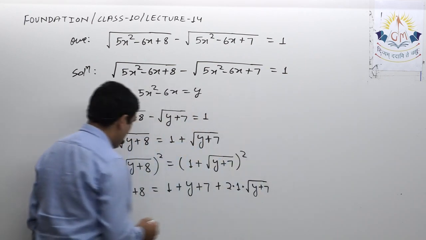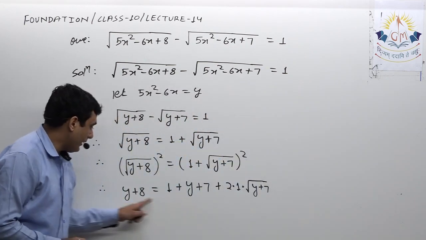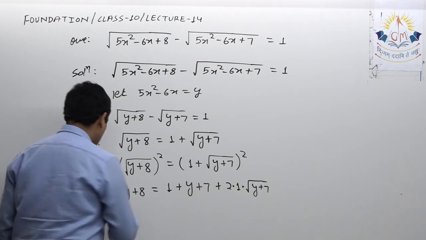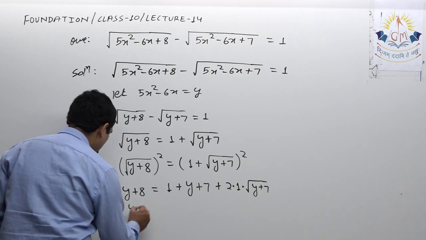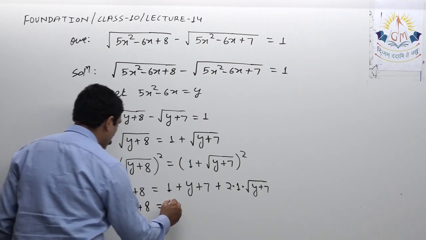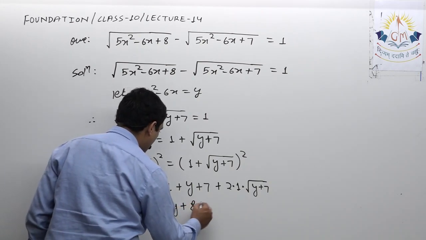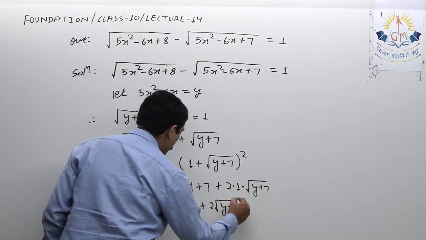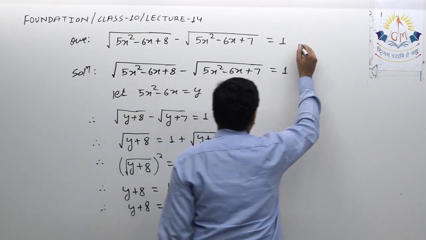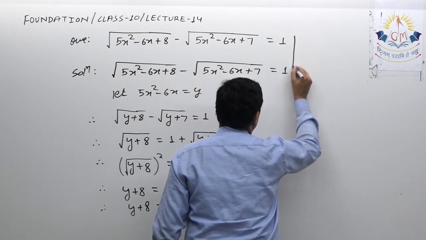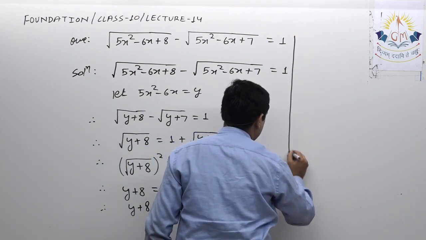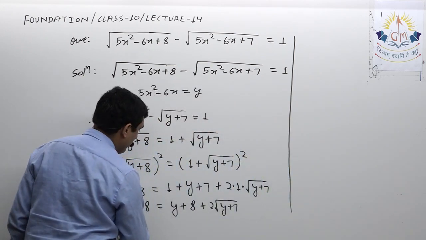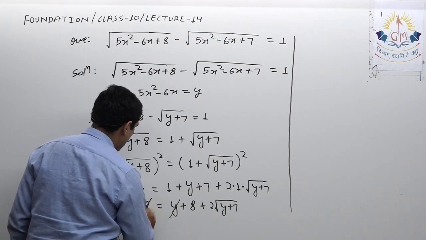Okay, so now here you can see y and y will cancel out. Here it is 8, here 1 plus 7 is 8, this 8 will also cancel out. So here I'll write y plus 8 is equal to y plus 8 plus 2 root y plus 7. Okay, now if I simplify it further, first of all I can cancel this y with this y, this 8 with this 8.